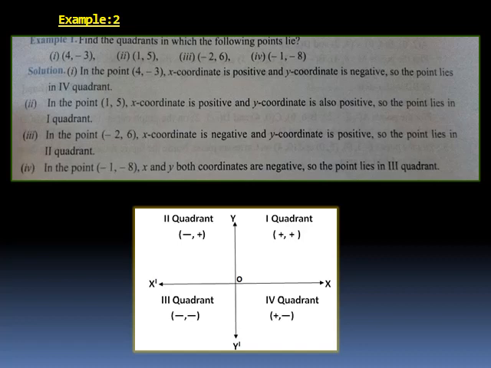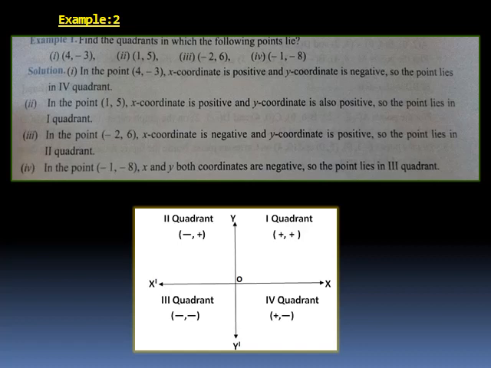In the point (4, -3), the x coordinate 4 is positive and the y coordinate -3 is negative. So the x coordinate is positive and the y coordinate is negative, so the point lies in the 4th quadrant.